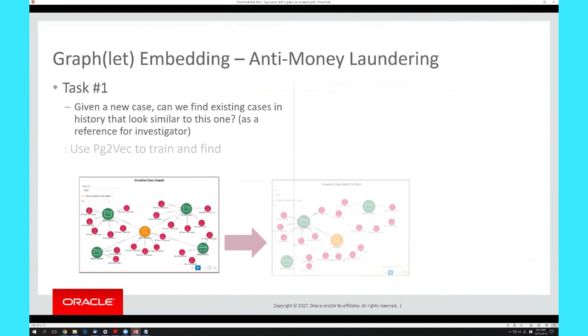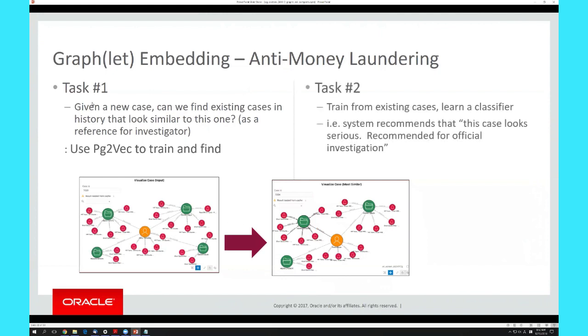We have some examples. Given a case to happen right now, has there been any case that looks like this in history? What we did was train on the shape of the graph using this technique, and quickly retrieve the most likely similar cases in the database. That's task number 1. Task number 2 is, if you can do this, why not just give the answers directly? Okay, this looks like something that happened in the past, very serious, I recommend you go to official investigation. So can the machine give this recommendation based on the history? That's what is ongoing. We don't have a good answer yet, but this is one application.